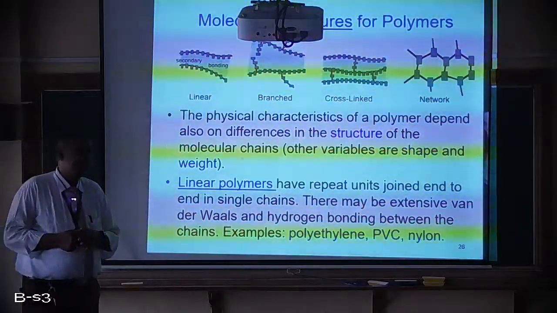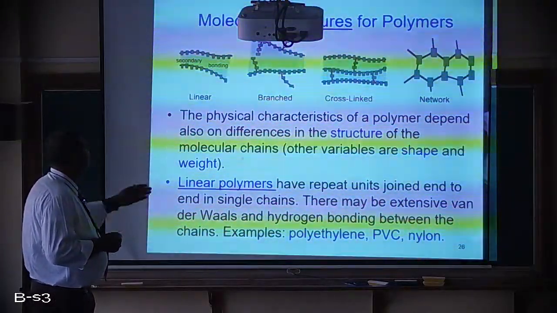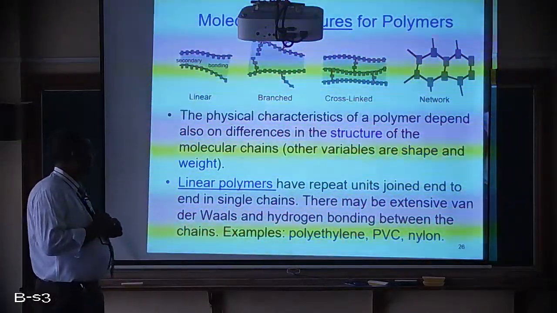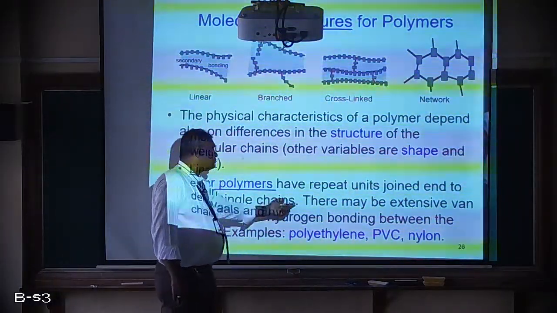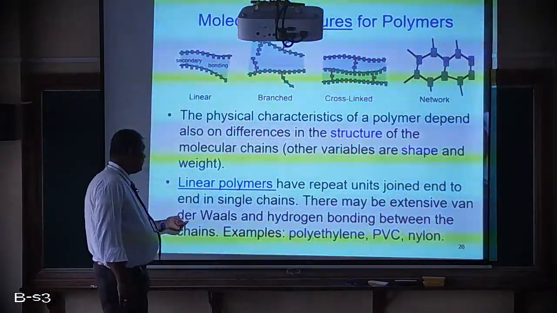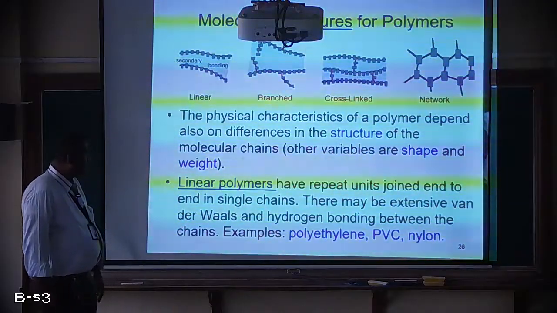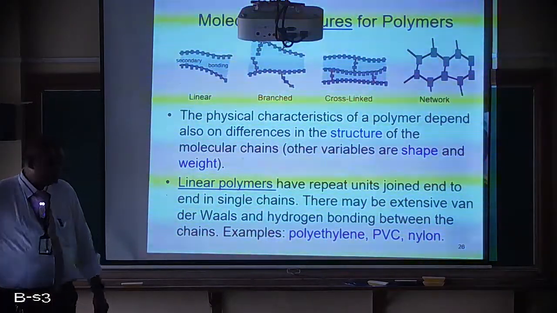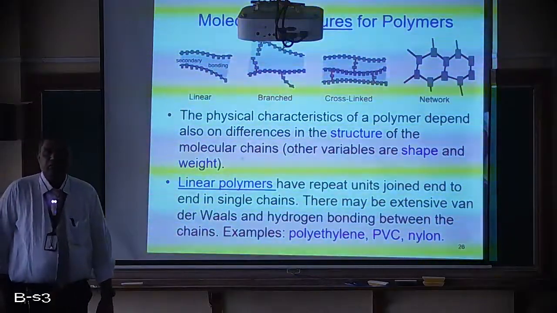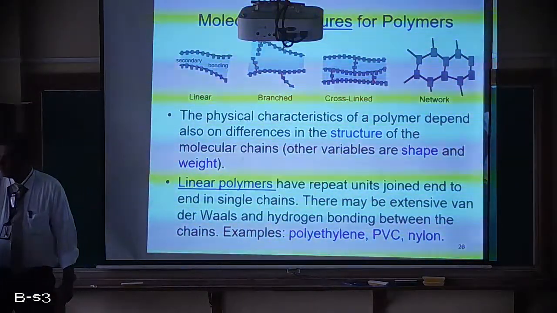So based on this, we can see the linear polymers. Linear polymers have repetitive units joined end to end in a single chain. There may be extensive van der Waals and hydrogen bonding between the chains. Examples for the linear material are polyethylene, PVC, nylon. All these are linear.